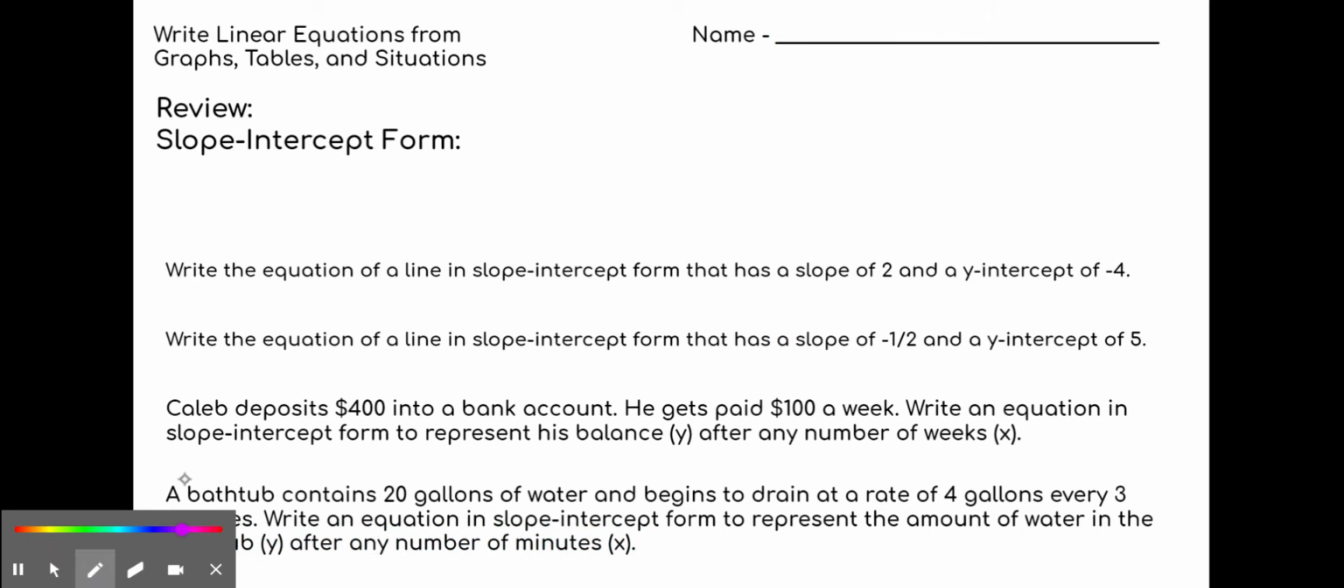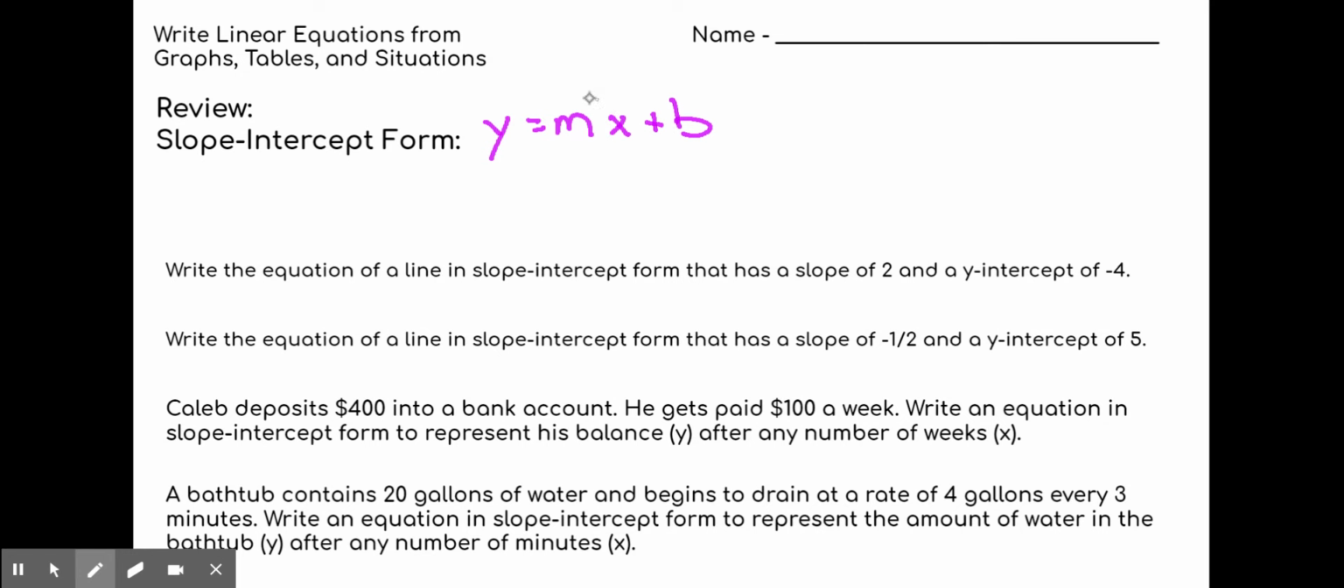So today we are going to learn how to write linear equations from graphs, tables, and situations. This is going to be pretty straightforward as we are going to be using slope-intercept form. We will recall that slope-intercept form is y equals mx plus b.